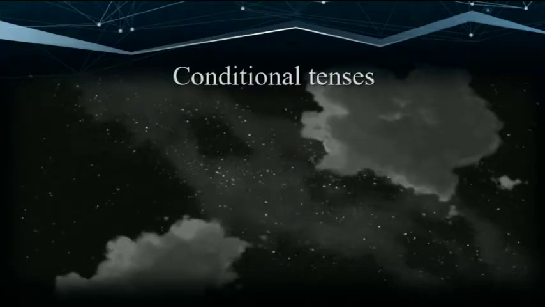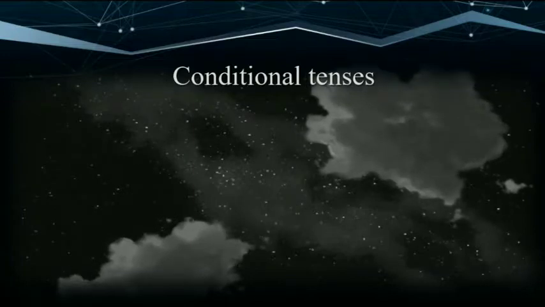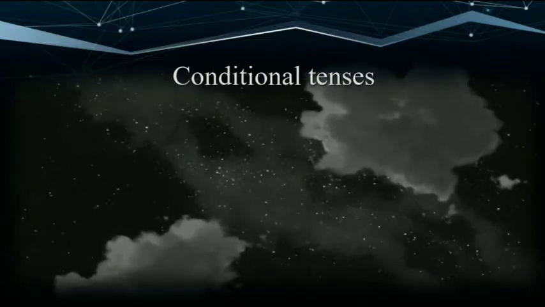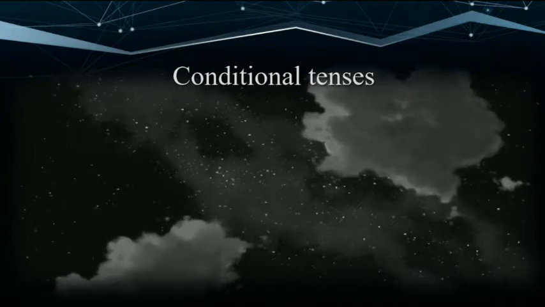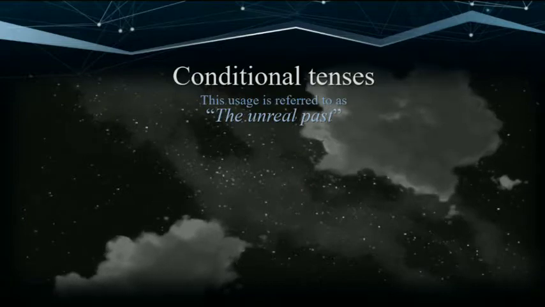Conditional tenses are used to speculate about what could happen, what might have happened, and what we wish would happen. In English, most sentences using the conditional contain the word if. Many conditional forms in English are used in sentences that include verbs in one of the past tenses. This usage is referred to as the unreal past, because we use a past tense but we are not actually referring to something that happened in the past.